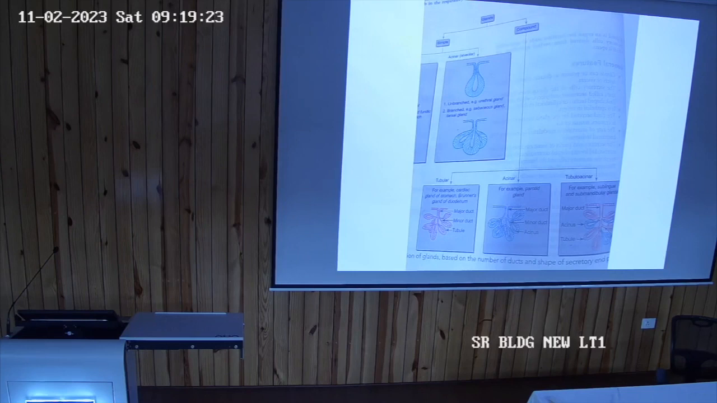In compound acinar gland, both types of ducts are present, minor ducts and major ducts, and all these minor ducts open into the major ducts. So it is called compound, and on the basis of shape of the secretory end piece, it is called acinar. The parotid gland is the best example of compound acinar glands. So when it is asked what is the type of gland in the parotid gland, you will see the slide of parotid gland. That is compound acinar gland.